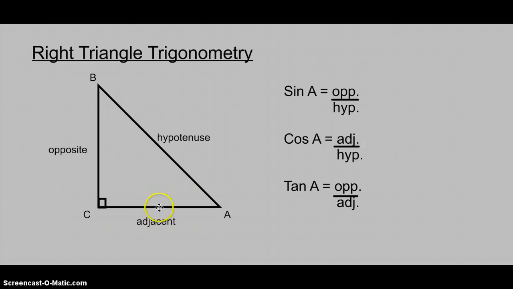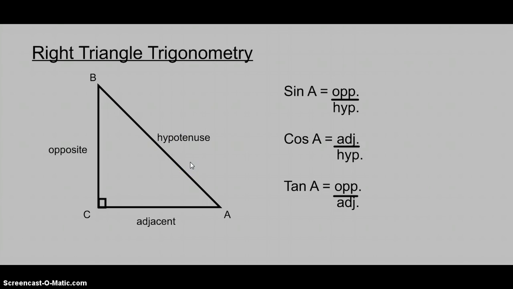So if we would change our angle and go to angle B, well, that would make our opposite and our adjacent flip, because opposite of B would be over here and the adjacent of B would be over here. So the hypotenuse is always a constant. It's always the longest side opposite the right angle.